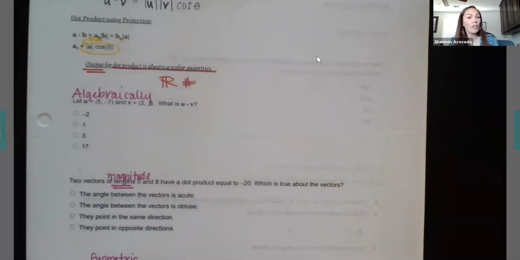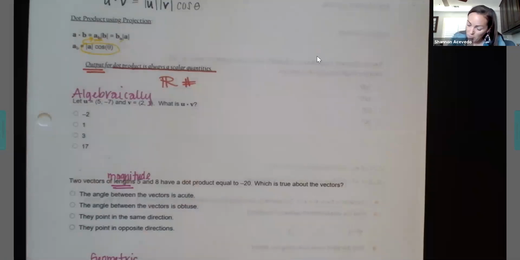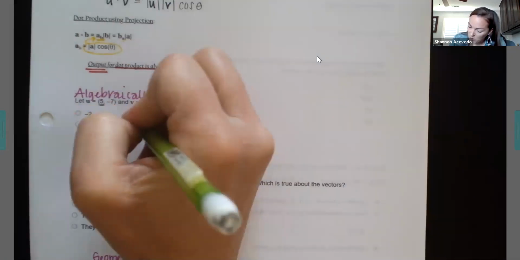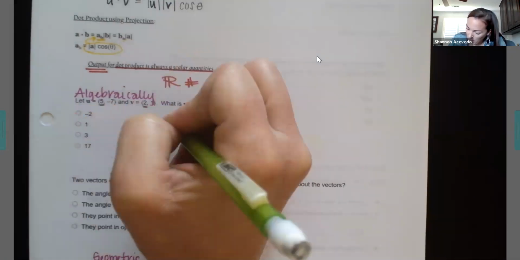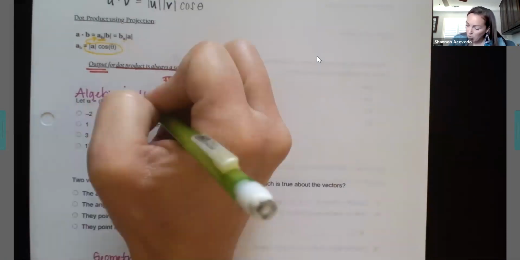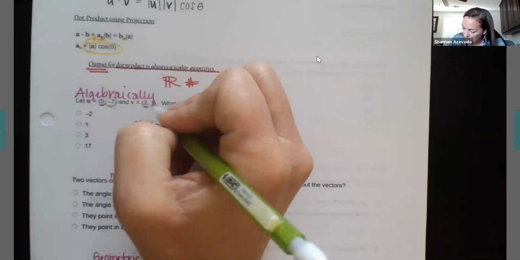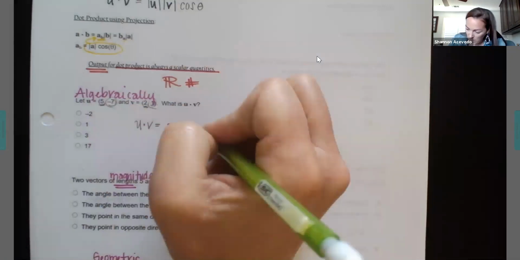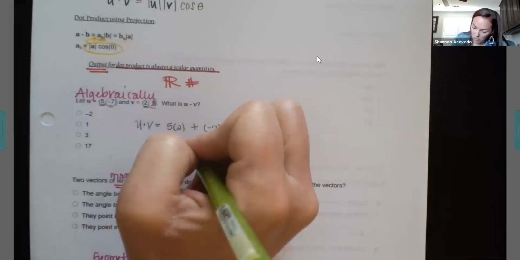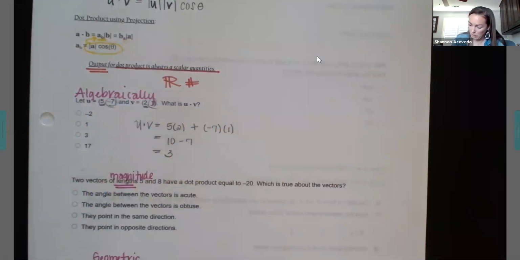So first thing, solving these, I think they did fine on just this basic stuff. So I'm going to multiply my U1 and V1 together. My U dot V is going to be 5 times 2 plus my U2 times my V2, so negative 7 times 1. So I have 10 minus 7, and it's just a value of 3. We're done. There's my solution.